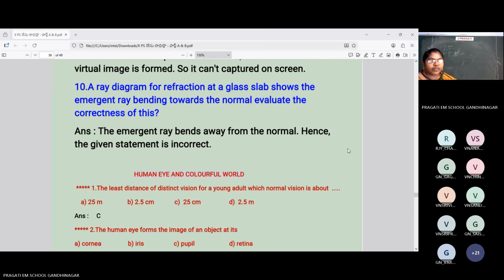See. 10th question, see. A ray diagram for refraction at a glass slab shows the emergent ray bending towards the normal. Evaluate the correctness of this. In the glass slab experiment, the emergent ray bending towards the normal. Here see.